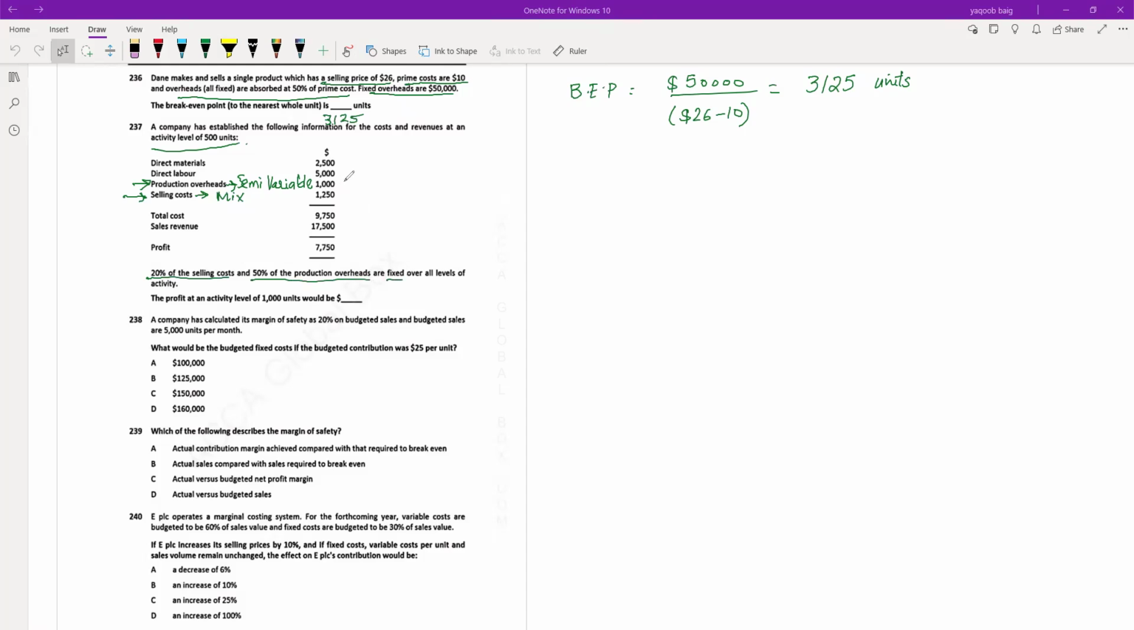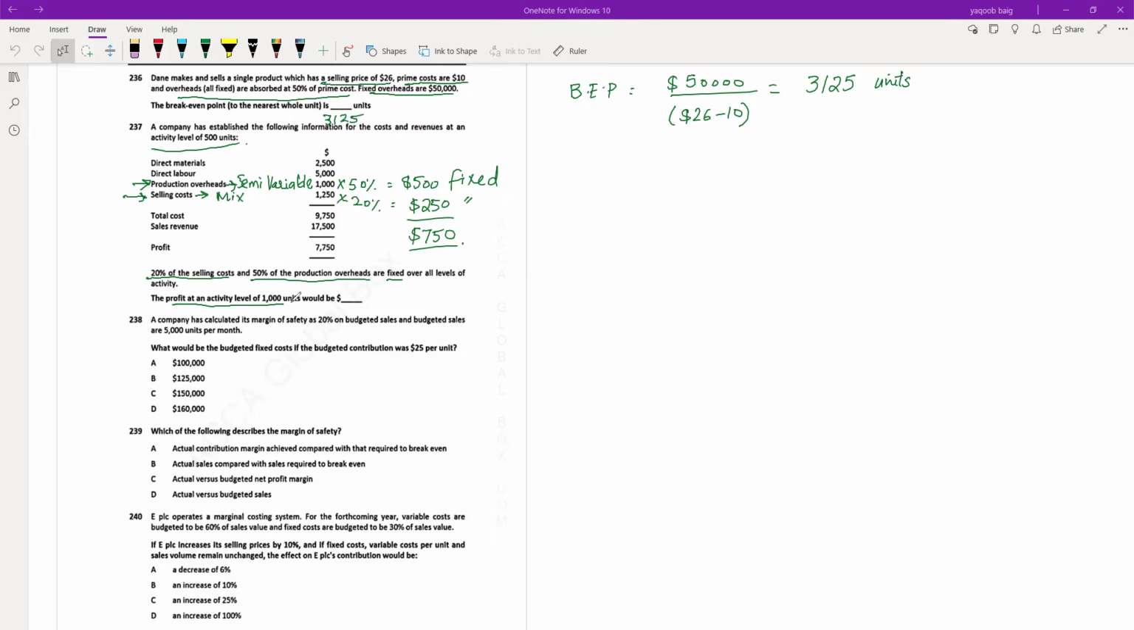So 50% of 1,000, $500 is fixed, and 20% of this selling cost, 1250 into 20%, 250 is fixed. So total is 750 fixed. Now the question is, what would be the profit at an activity level of 1000?